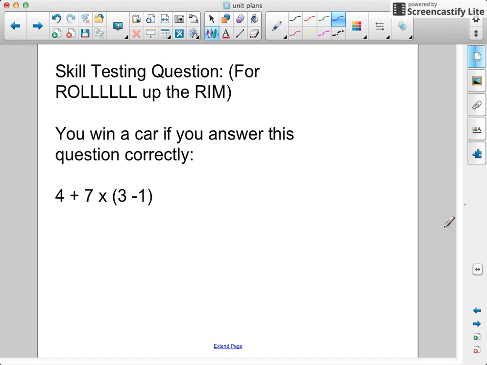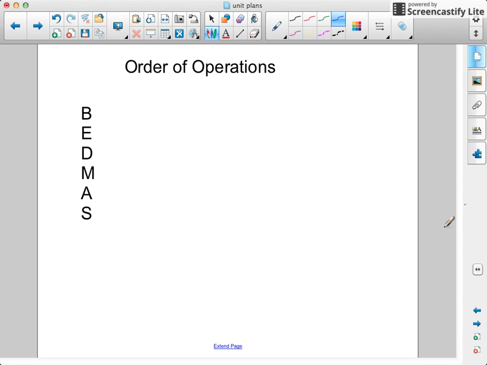So, did you get it correct? The answer would be, this would be 14 plus 4, so 18. So if you didn't do order of operations, you would have gotten a different answer. So let's go over a review of how to do it.